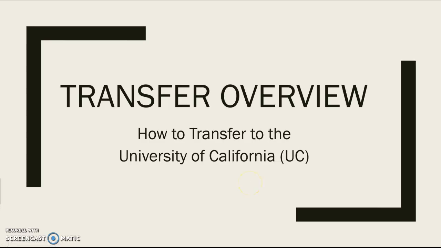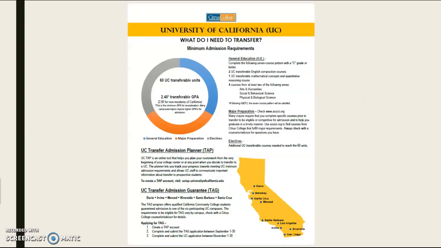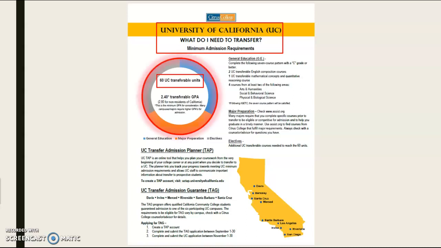Transfer Overview: How to Transfer to the University of California, also known as UC campuses. First, what do I need to transfer? Minimum admission requirements consist of 60 transferable units that are transferable to the UCs, and a minimum 2.4 GPA for resident students, 2.8 for non-resident students.